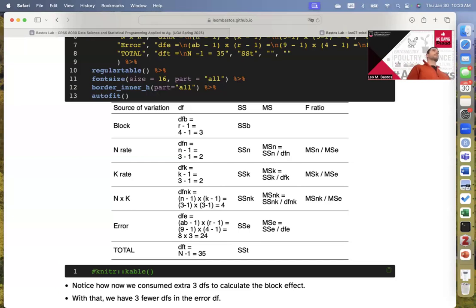Yes. So if you run an RCBD and you don't necessarily need to, and your block is not significant, does that impact the sensitivity of your model in terms of significance even for the other treatments? Okay, that's a great question, right? So Jonathan's asking here, if we ran an RCBD and we didn't need to because the block effect came non-significant, right?